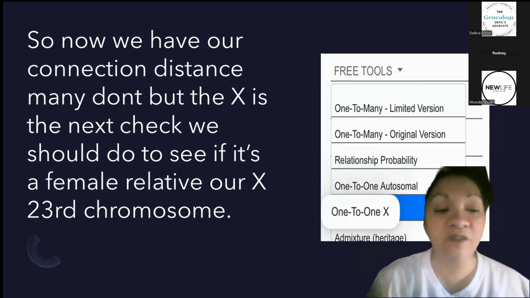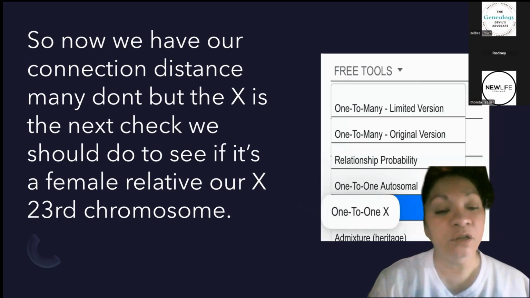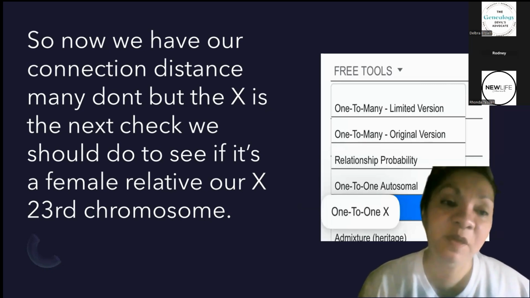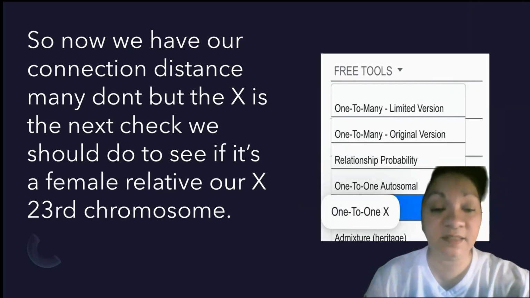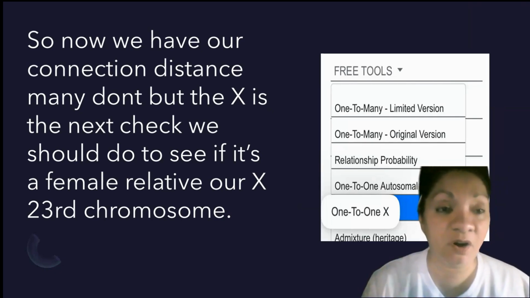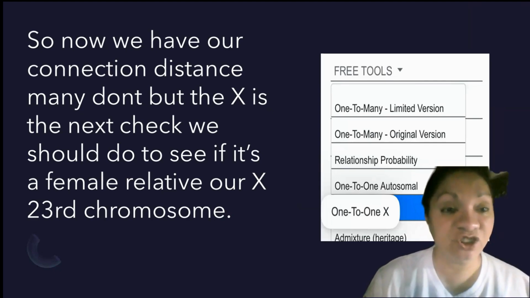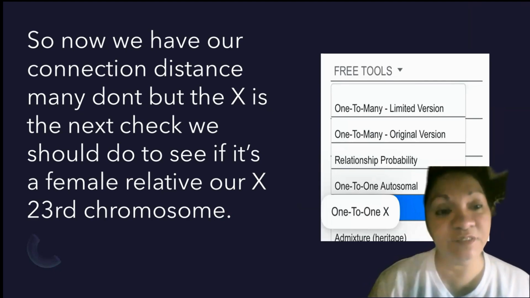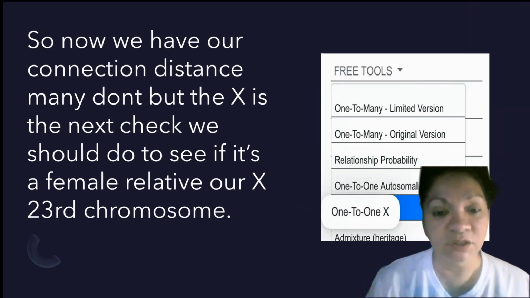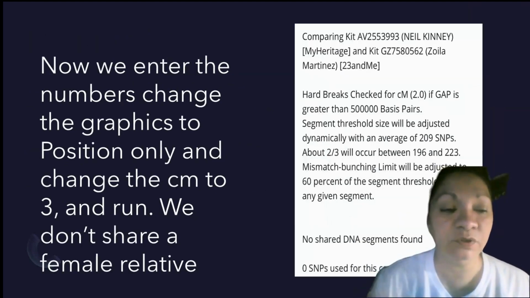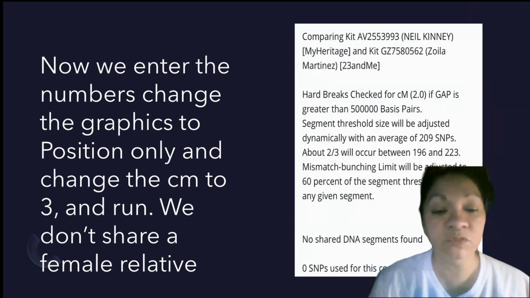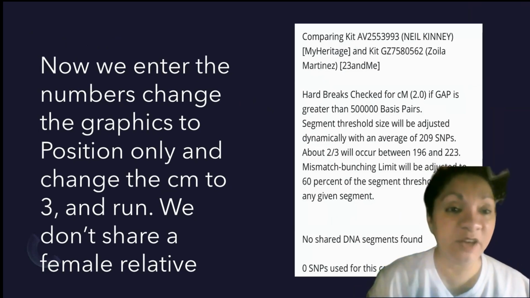So now we have our connection, right? So now we want to know, is this a female or a male connection? So now we use the X, which is our female chromosome, to check to see if we connect via a female or a male. So if we don't have a female connection, we will have nothing that joins us in the X. It doesn't matter which kit you test, there will be no connection.